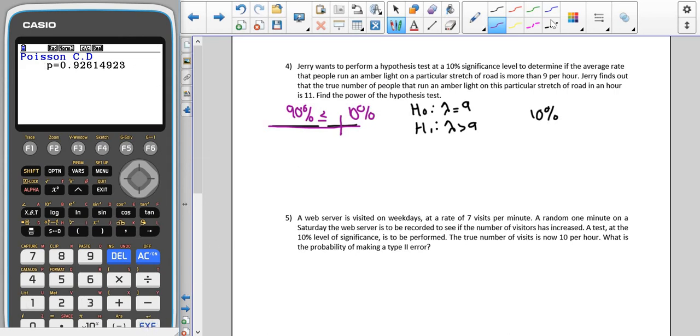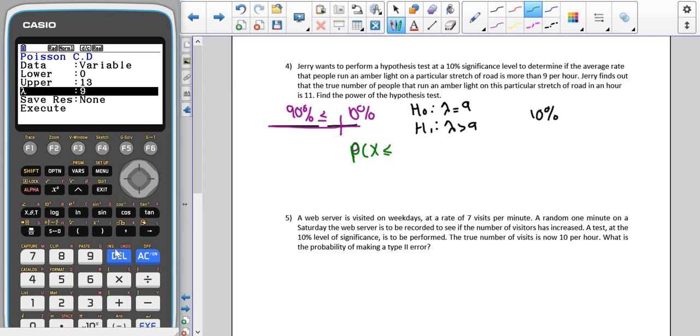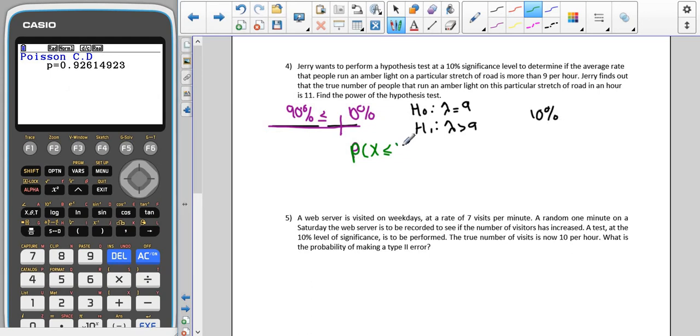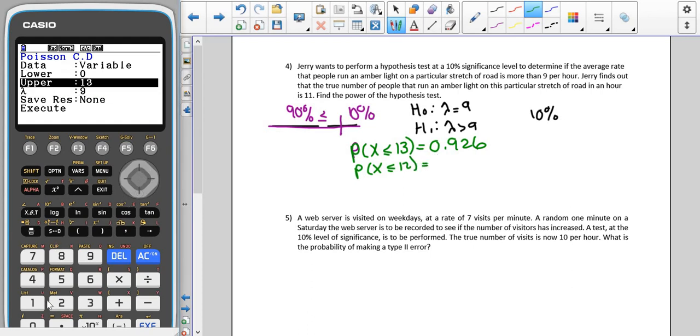So the probability, and I'm going to write these down so I remember what I've tried. So the probability that x is less than or equal to 13 is 0.926. So that's good, that's more than 90%. However, I need to know that that's the first value that gives me a probability of slightly more than 90%. So I'm going to try slightly smaller than that. So we'll try less than or equal to 12. So this time my upper is going to be 12.